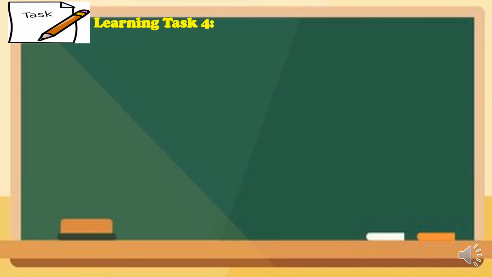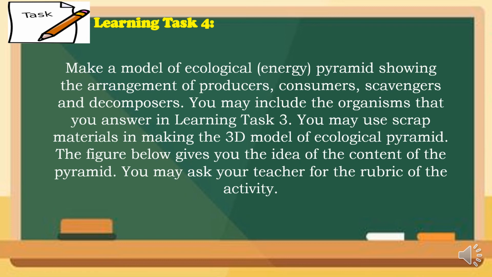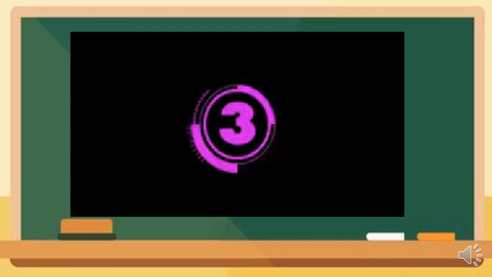This time, let us answer Learning Task 4. Make a model of an ecological or energy pyramid showing the arrangement of producers, consumers, scavengers, and decomposers. You may include the organisms that you answered in Learning Task 3. You may use scrap materials in making the 3D model of the ecological pyramid. The figure below gives you the idea of the content of the pyramid. You may ask your teacher for the rubric of the activity. I will give you time to answer this.